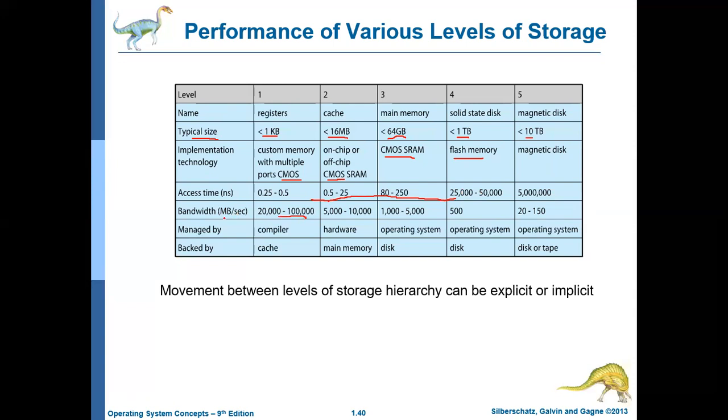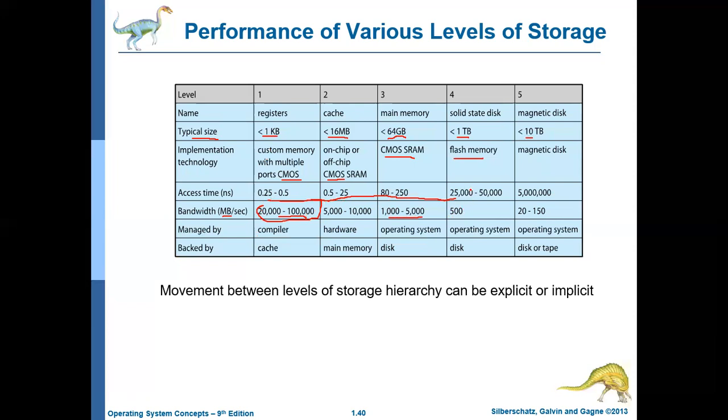So it means how much data can be transferred per second, how many megabytes of data per second. Registers can transfer this many megabytes of data per second, 20,000 megabytes, that is 20 GB to 1 terabyte. But a register will not hold that much content, hardly 1 kilobyte. But that is the transfer rate. And cache memory can transfer at this rate. Main memory can transfer at this rate, 1000 to 5000 megabytes, that is 1 GB to 5 GB per second.